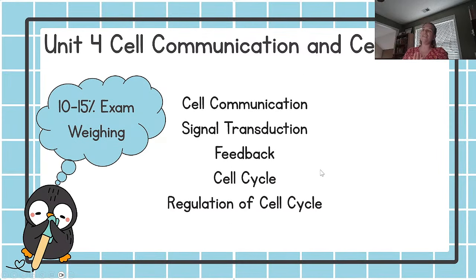So 10 to 15% of the exam is on Unit 4. And again, Unit 4 is cell communication and the cell cycle. So we're going to go through a little bit of cell communication. We're going to do signal transduction pathway and the feedback process. And then there's some cell cycle as well as the regulation of it. Mitosis and meiosis are split up into two different units. So today we focus on mitosis, and then Unit 5 is when we'll do the meiosis as well as the heredity that people are currently talking about in the chat.